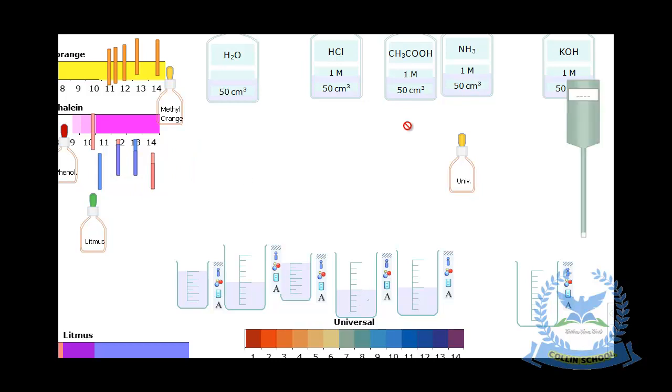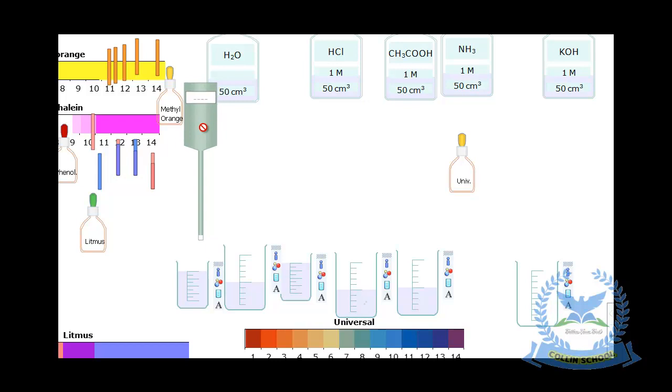Okay, good. As you can see, the pH value of this is 0. And remember, this is hydrochloric acid. It has a pH of 0 because it's a strong acid. So it's strongly acidic.